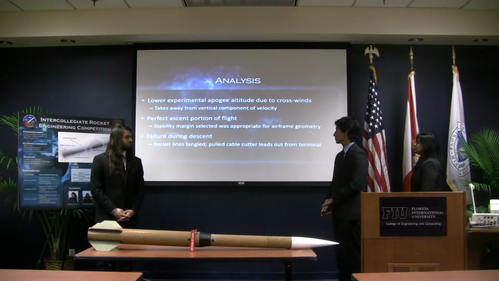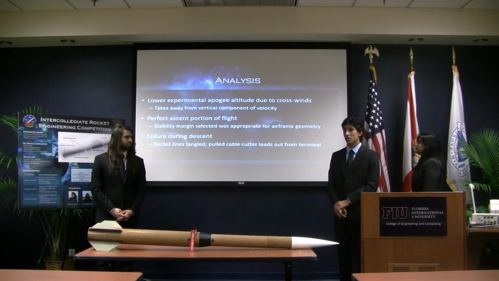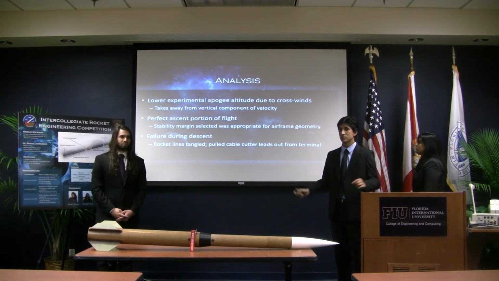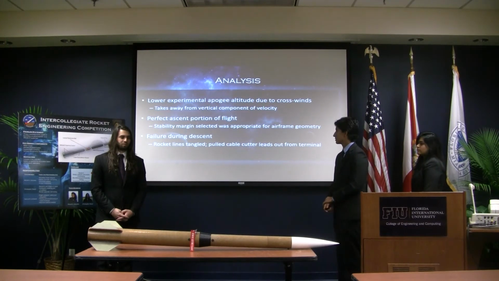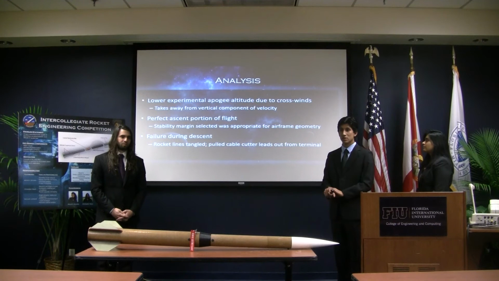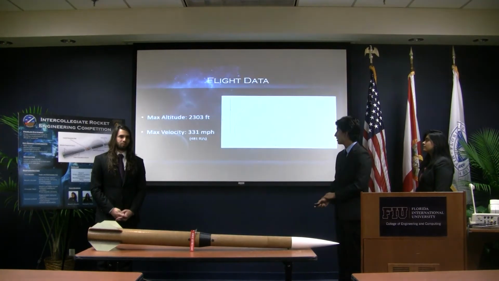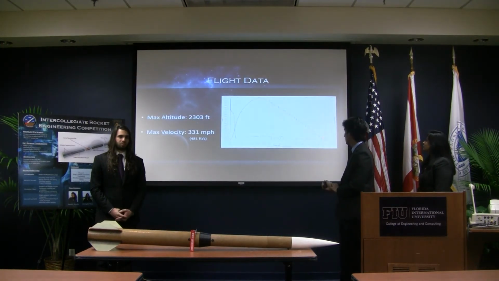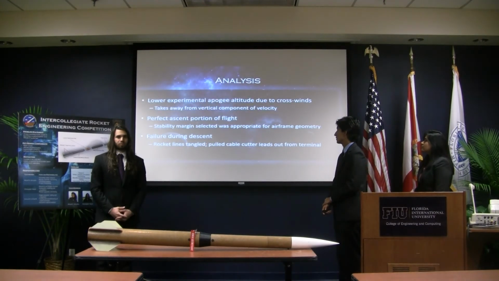There was unfortunately a failure during the descent of the rocket where the lines of the two parachutes tangled and damaged the airframe. The tangled lines pulled the cable cutter leads outside of the flight computer terminals, which prevented the main parachute from being deployed. So the rocket came down at a very high velocity, damaging the airframe.